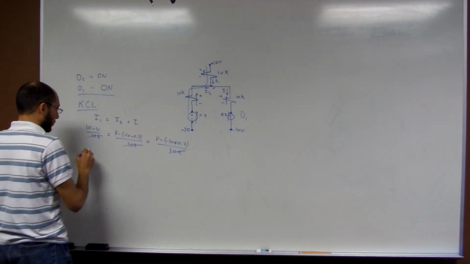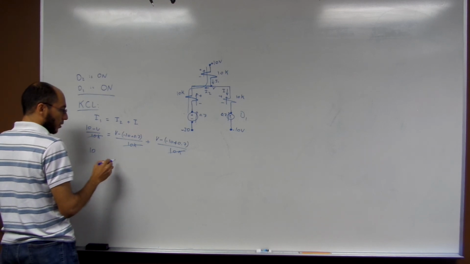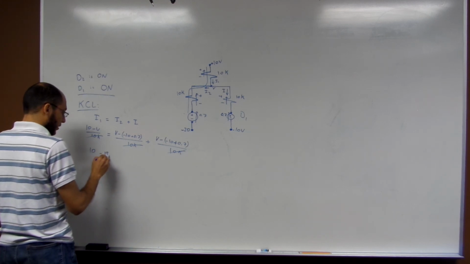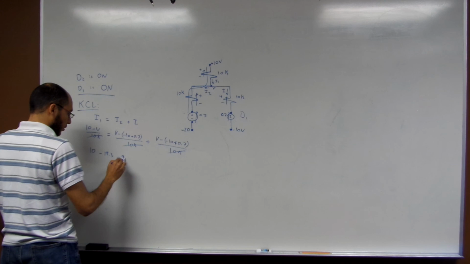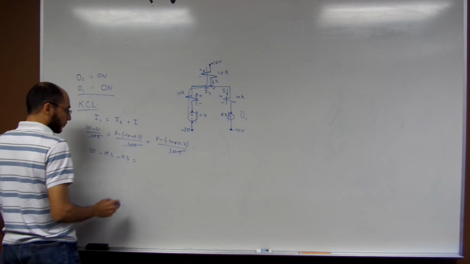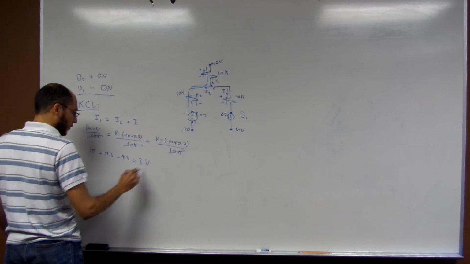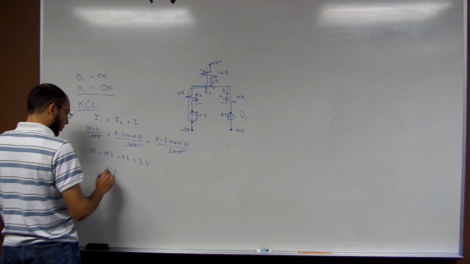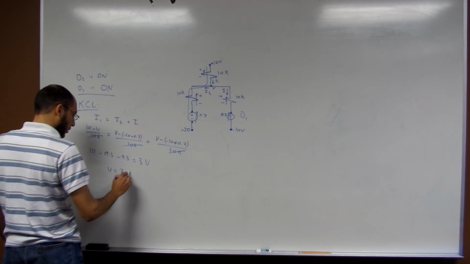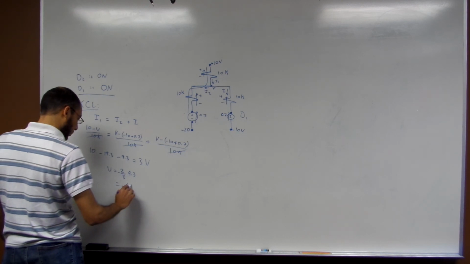So 10 minus 19.3, right, minus 9.3 equals 3V, right, and this becomes V equals 2 over 3 multiplied by 9.3 with a negative value, which is negative 6.2 volts.